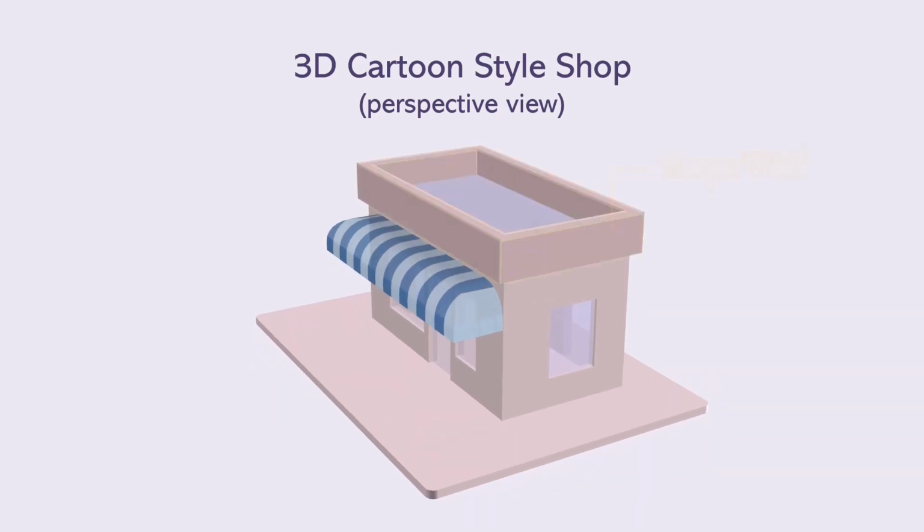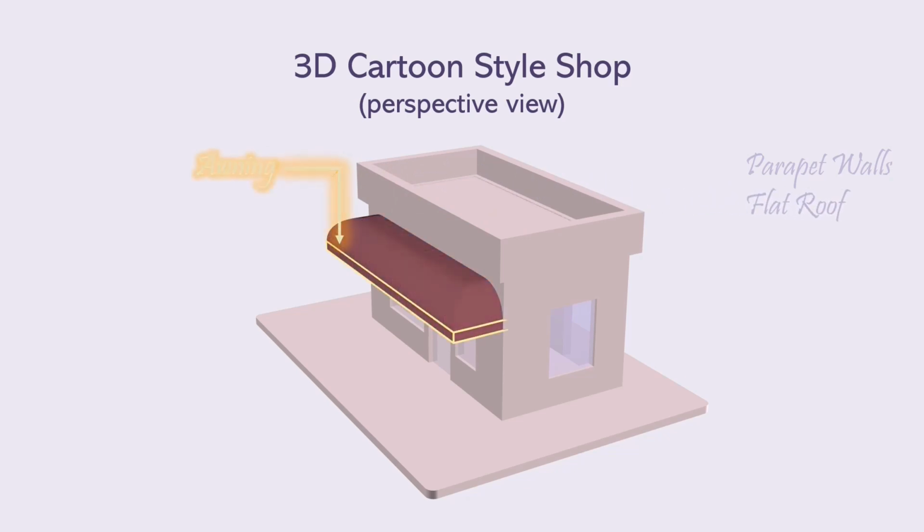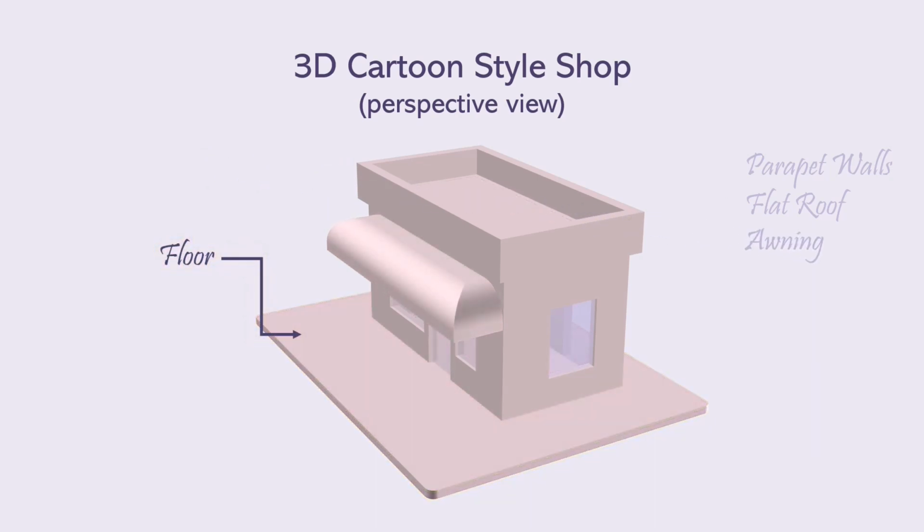Here are the building parts that we'll need to create. For the rooftop, we'll need a shape of the parapet wall. The flat roof is another shape. There's an awning along the front side of the store. Here's the base shape, which extends beyond the walls to include the sidewalk or pavement outside the store.